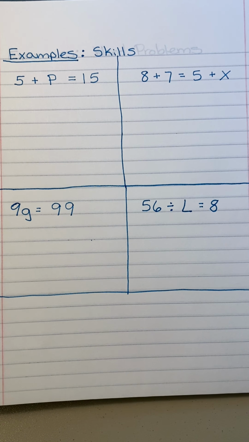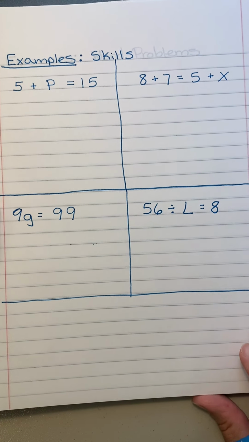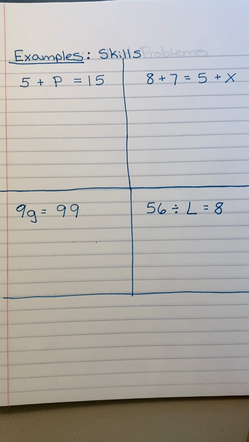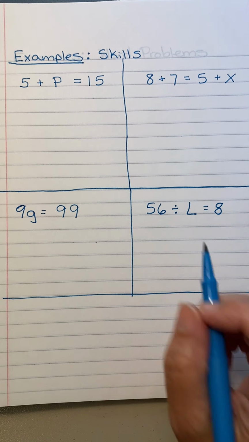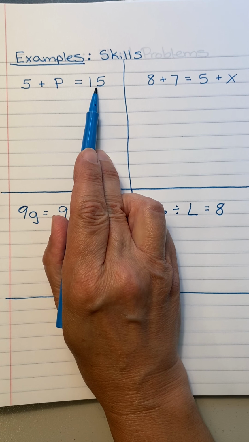Part 2 of learning about equations and solving equations is going to be looking at a few simple equation examples that are just the skills, not bringing any real life problems into these situations. So our first example is 5 plus p equals 15.